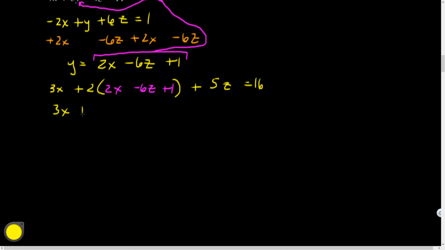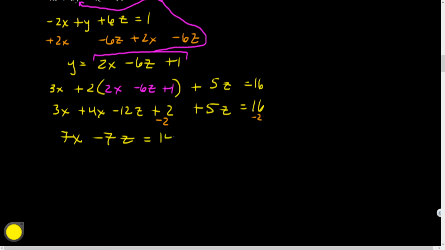So 3x plus 4x minus 12z plus 2 plus 5z equals 16. So I distributed this and combined some like terms. I got 7x. The z's can combine to be negative 7z. And I'll simultaneously just subtract 2 from both sides. And so I get equals 14. Boom. And so there's one equation with no y's.